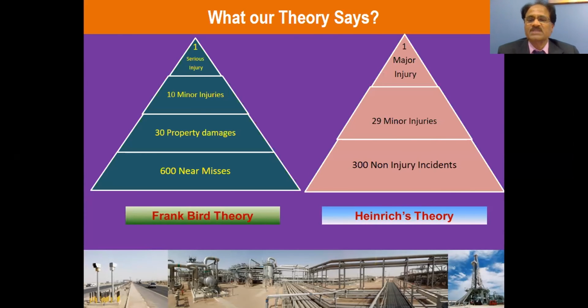In the same way, as per Heinrich's theory, if you have 300 non-injury incidents, there is a probability of having 29 minor injuries, and a probability of having one major injury. So our target should be to get rid of that one major injury. For that, you need to take care of all those minor non-injury incidents, investigate those things, and take necessary actions. If you don't focus on those things, you will definitely end up with a major incident, which may be fatal for the company and for the employee as well.